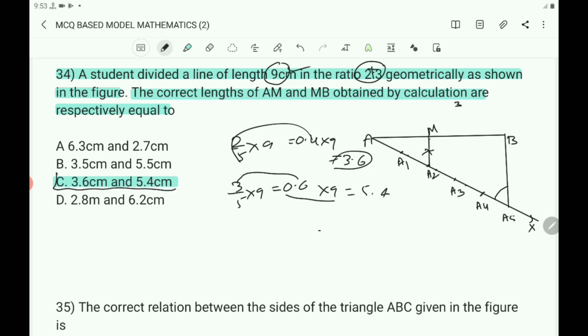So you note down the answer 3.6 and 5.4. You know that dividing a given number in the given ratio, that is here 9 is to be divided in the ratio 2:3. So here we have to take the sum of the ratio in the denominator. So 2 by 5 and 3 by 5.